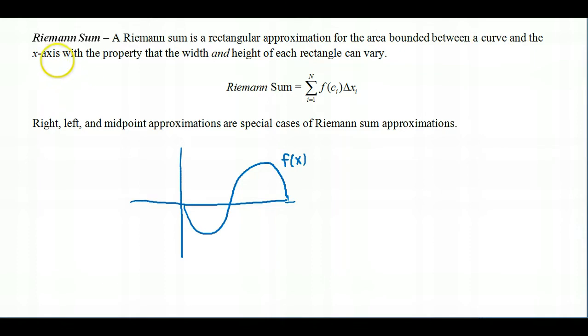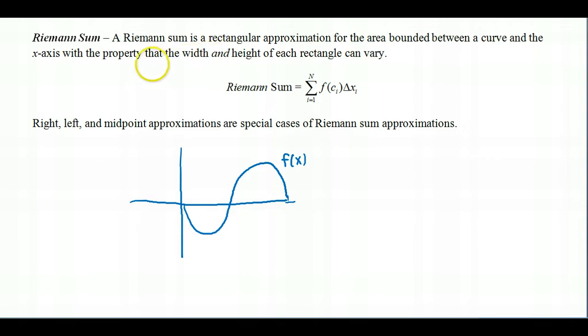Something that you might notice that's different from the previous section is that in the previous section we made an assumption. We said that the curve had to be positive everywhere, or over the interval we were interested in. Well, here now I've drawn a curve that's negative, or below the x-axis, and then it switches to above the x-axis. So with a Riemann sum, it's okay for a function to be above or below the x-axis. We're still thinking about area, but now area can be below the x-axis.